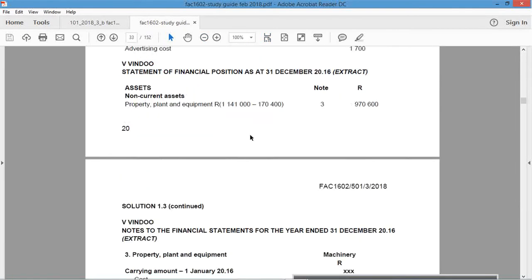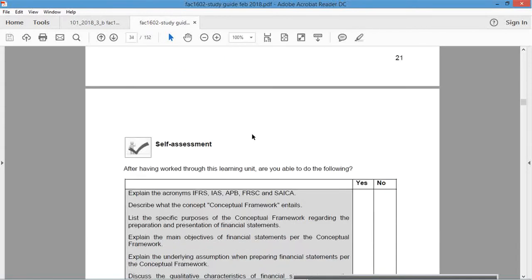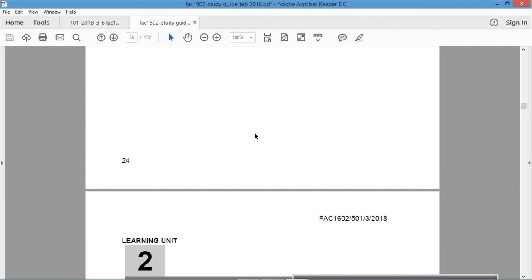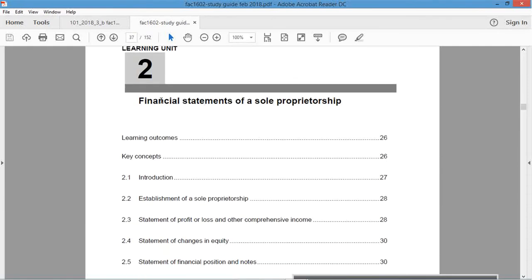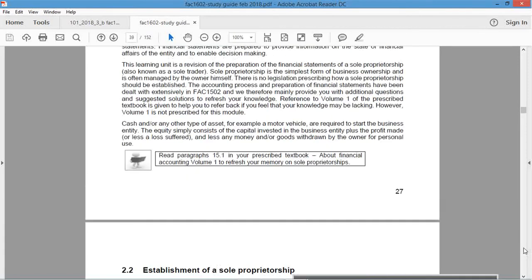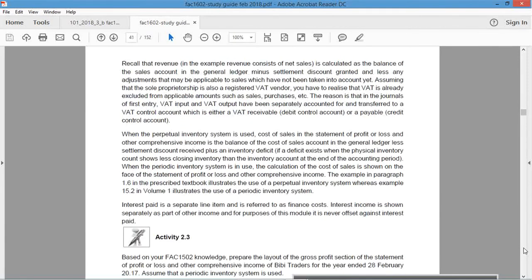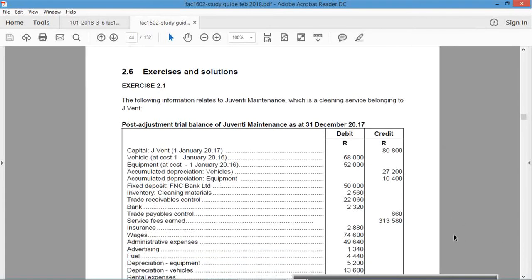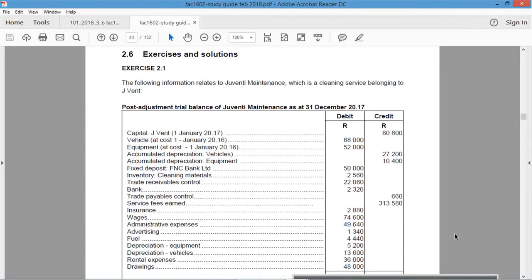Okay, so we've looked at that example. That was the self-assessment, and that's page 24. This was the financial statements of a sole proprietor. We need to go to page 32. We went through this, we looked at the disclosure, and that's exercise 2.1. You asked me just to state what they were.